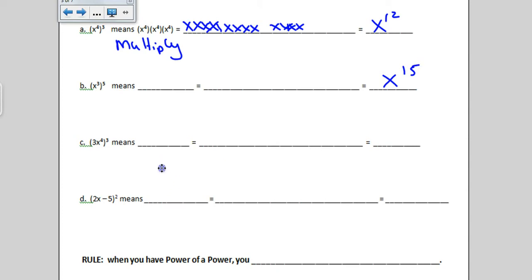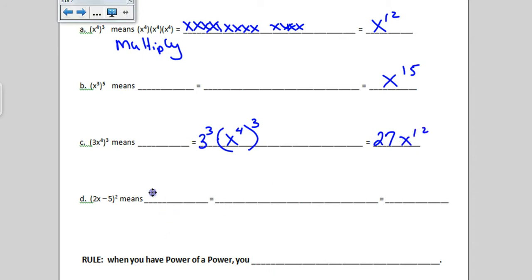Now be careful here. When you have 3x to the 4th power all taken to the 3rd power, you've still got 3 taken to the 3rd power. So think about that as a separate kind of a problem, times x to the 4th to the 3rd power. So 3 to the 3rd power, either in your brain or on your calculator, is actually a 27, and then we still have x to the 12th.